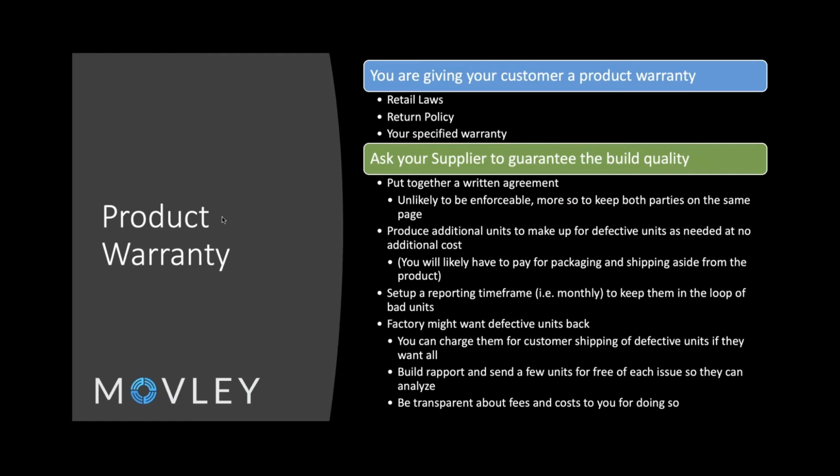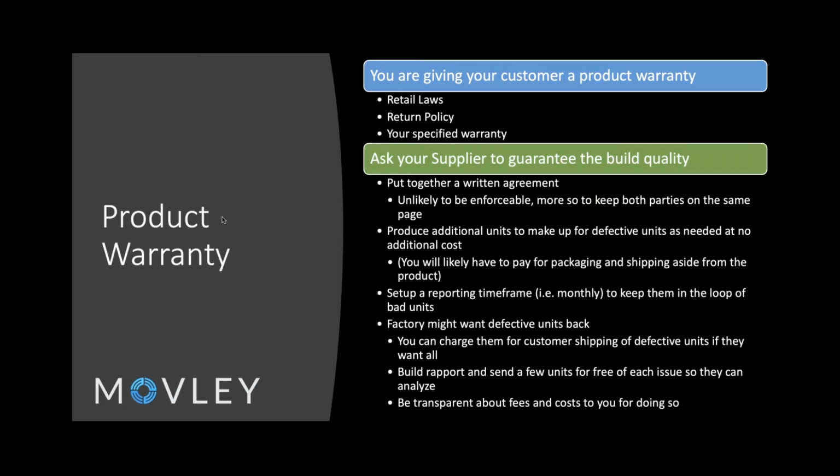You will still likely have to pay for packaging and shipping aside from the product, especially if packaging is sourced from an external supplier. Your supplier is unlikely to be willing to pay for that extra packaging. Additionally, to make those agreements work and to create a good feedback loop, and this is something that can be really automated through your customer service team, whether it's one person or multiple, set up a reporting time frame to keep your factory in the loop for bad units.